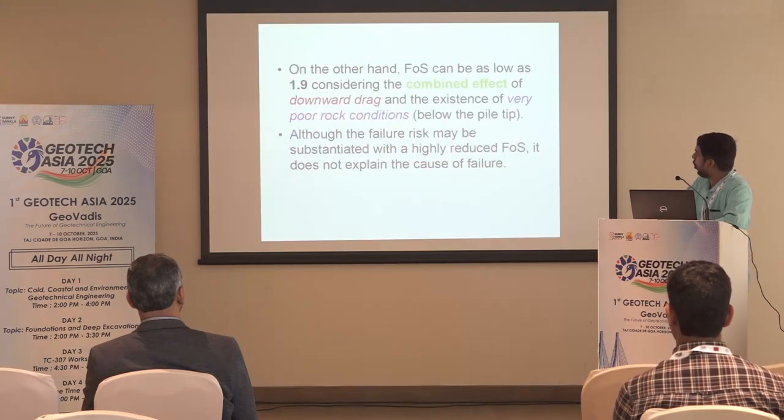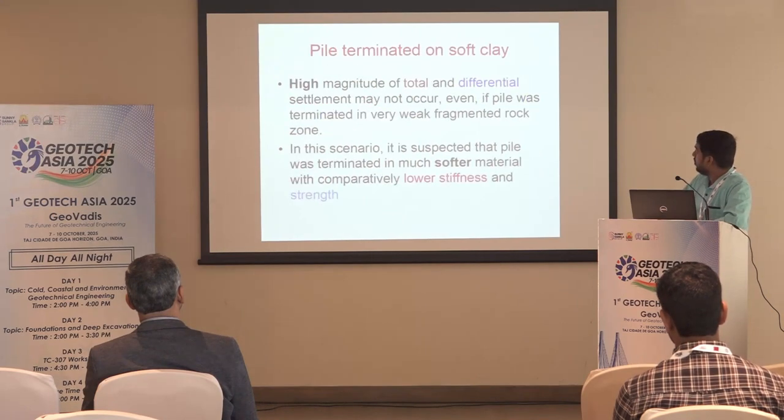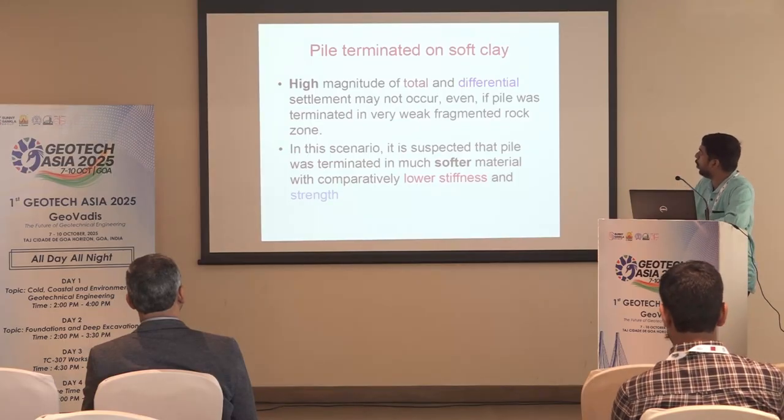But in case the rock quality was much lesser, as RQD and core recovery by 2 is less than 30, as was the case in some boreholes, it would come as low as 1.9, considering the combined effect of downward drag and the existence of very poor rock condition. Although the failure risk may be substantiated with a highly reduced factor of safety, it does not explain the cause of failure, because the factor of safety is still greater than 1, and the settlements were around 50 to 60 mm only. Now, another possibility could be that the pile is terminated on soft clay.